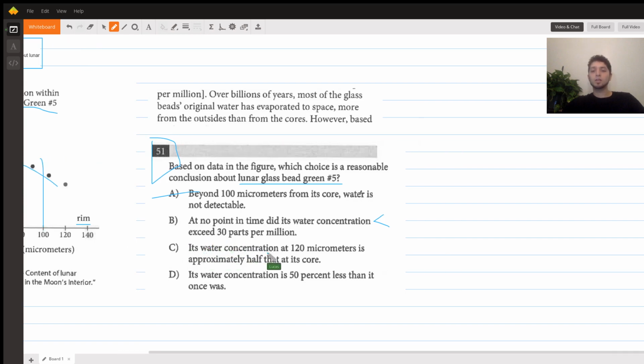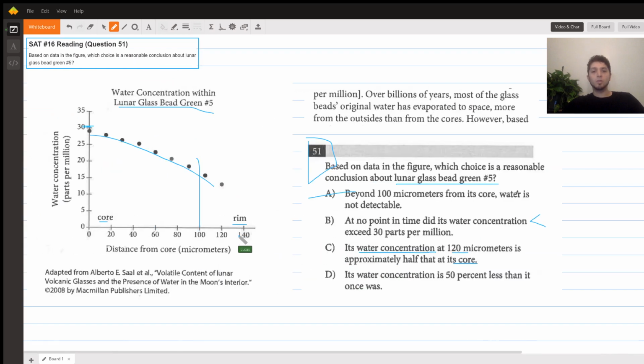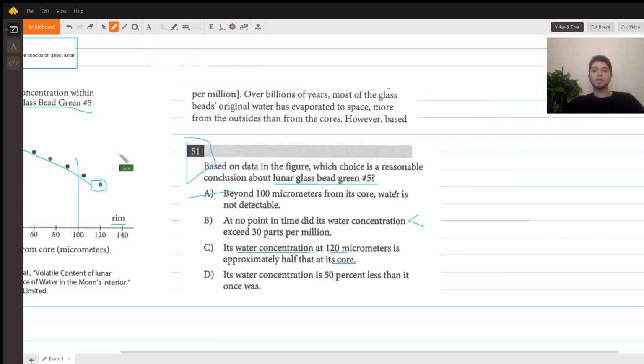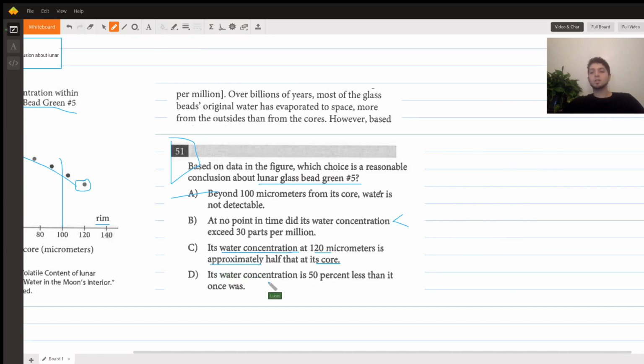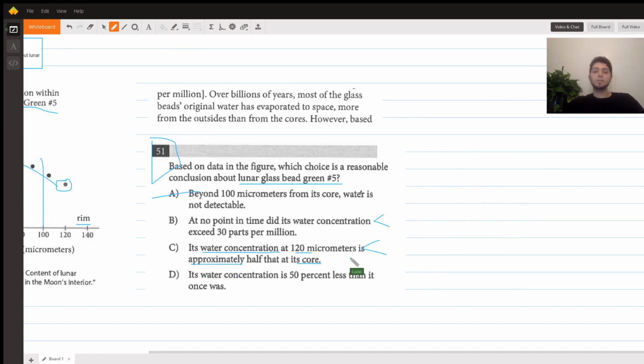So water concentration at 120 versus at the core. So water concentration at 120 is right here. We'll see that that's about 15, a little bit less. And then water concentration at the core is about 30, a little bit less. So 15 is about half of 30, plus we have the qualification here, approximately, so we don't have to be too exact. So this is also a good answer choice. Keep it. D says its water concentration is 50% less than it once was.